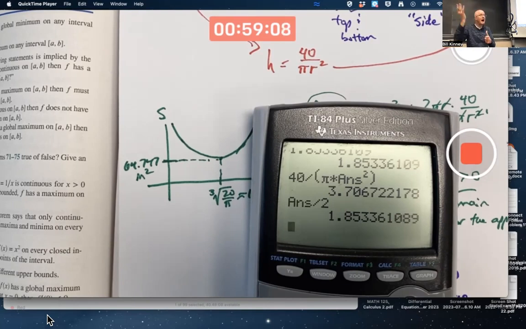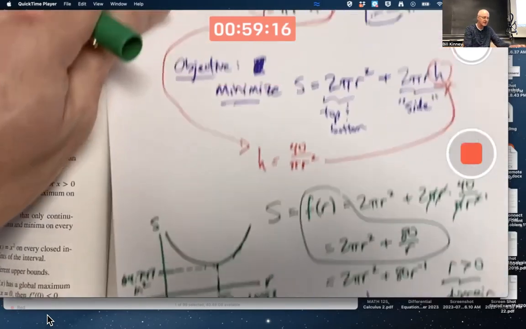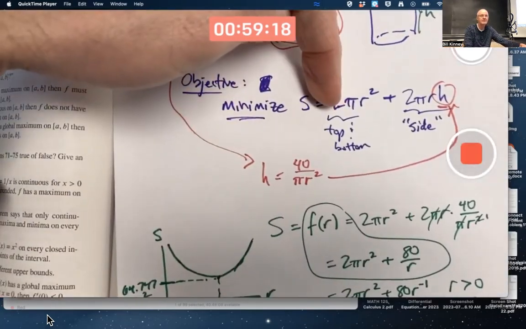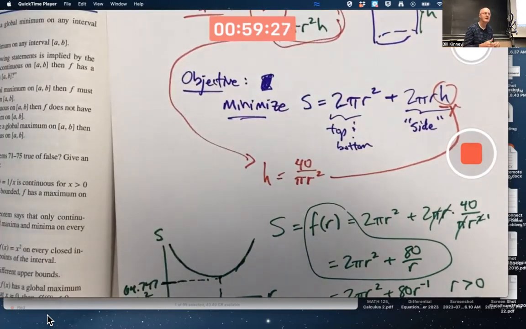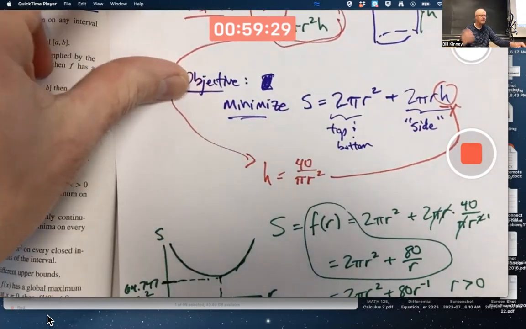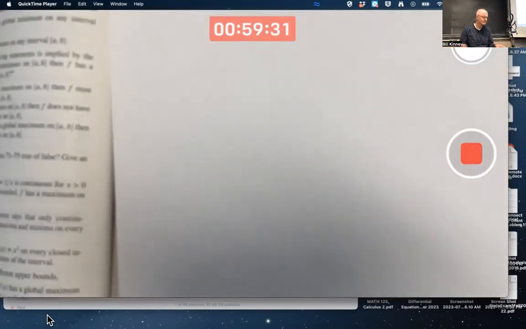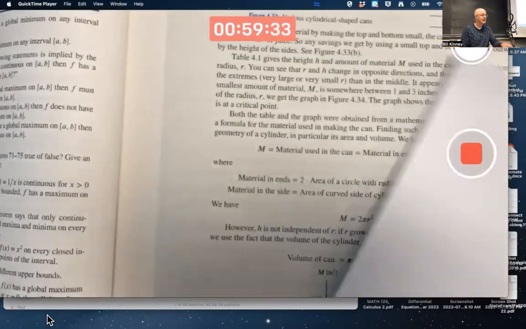Now, if we took off the top, it does change the answer. If it's an open cylinder, no top, it changes this function. This 2 goes away, and it does change the answer. But if we do include the top, then that's interesting. The diameter equals the height. And maybe not unexpected. That took a while.